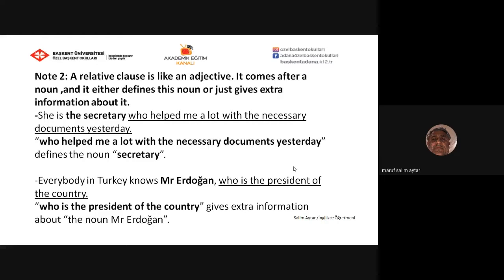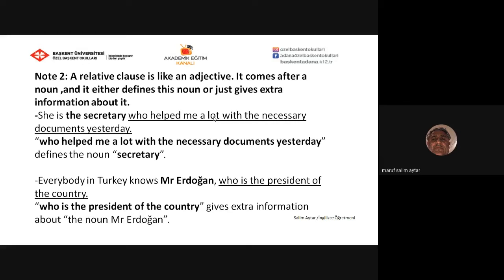A relative clause is like an adjective. It comes after a noun and it either defines this noun, gives necessary information about this noun, or it just gives extra information about it. For example, she is the secretary. Which secretary? Who helped me a lot with the necessary documents yesterday. Who helped me a lot with the necessary documents yesterday defines the noun secretary.